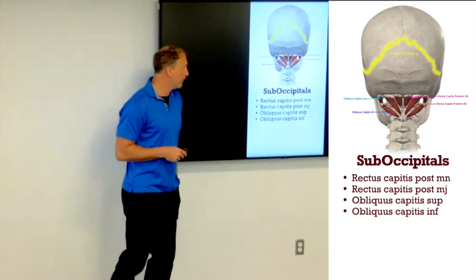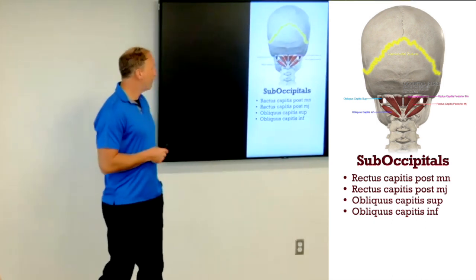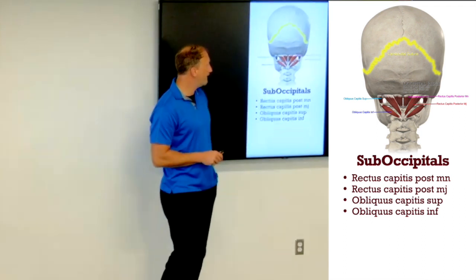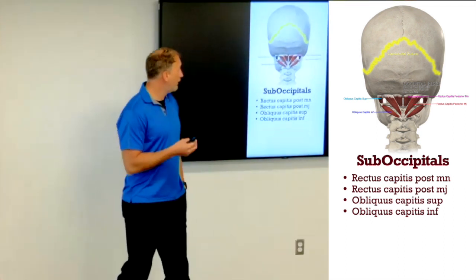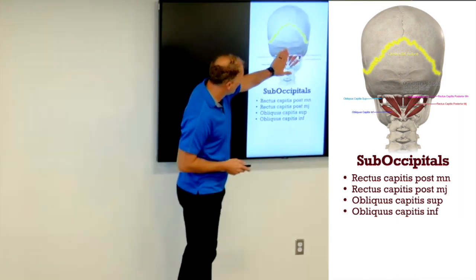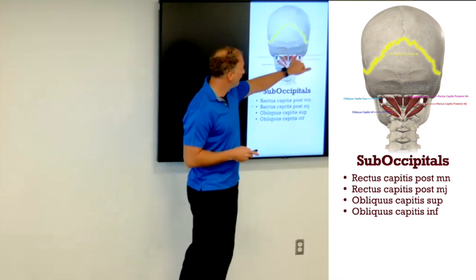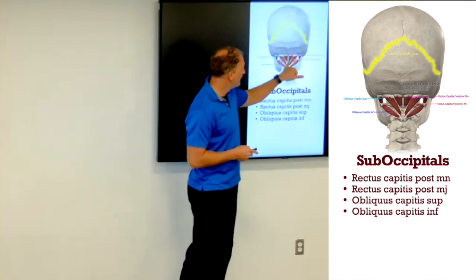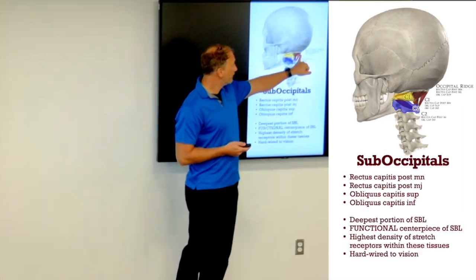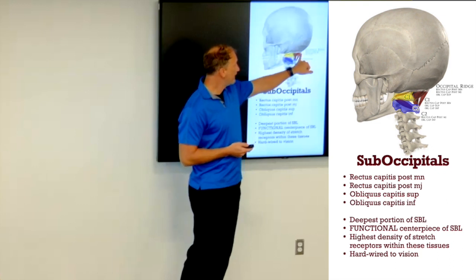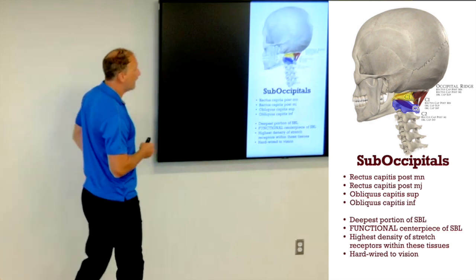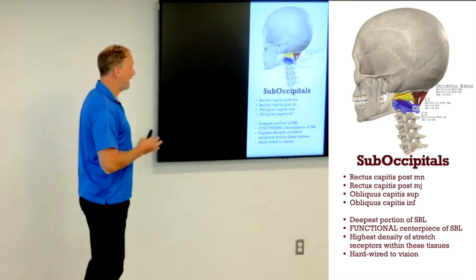Suboccipitals, we talked about this before. The rectus capitis, posterior minor and major, and then the obliquus capitis, superior and inferior. The nice thing is anytime you see a minor, you're going to see a major. If you see a superior, you're going to see an inferior. You have 4 on each side. They attach from the occipital ridge down to either C1 or C2. 3 of the 4 attach into the occipital ridge. You have 2 that attach down to C2. This is the deepest portion of the superficial back line.